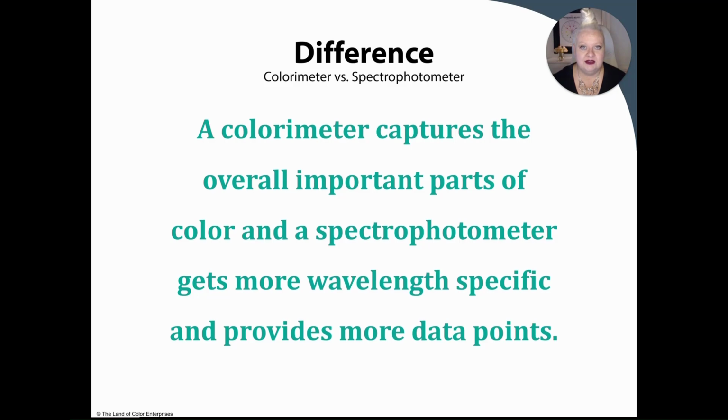Without getting too technical or boring, the basic difference between a colorimeter and a spectrophotometer is that a colorimeter captures the overall important parts of color, and a spectrophotometer gets more wavelength specific and provides more data points, so you can do more things with it.